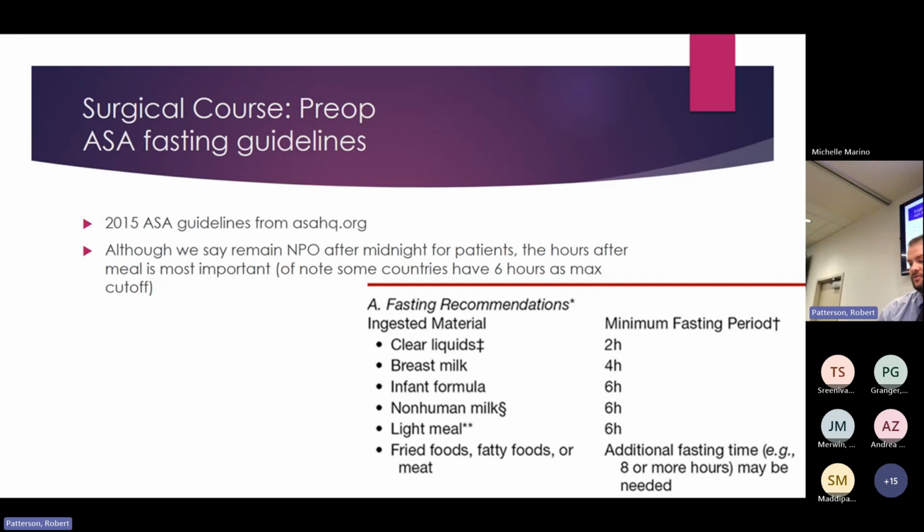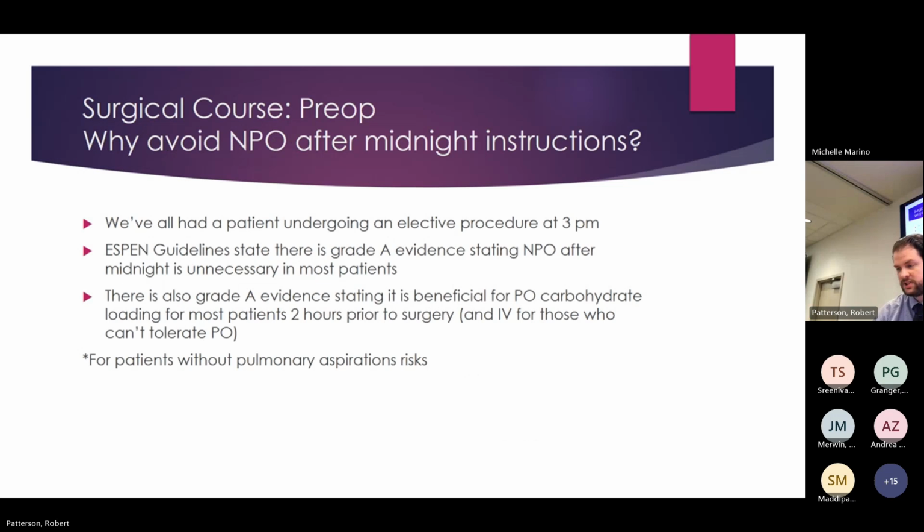So just a quick reminder: fried fatty foods, 8 hours or more; light meals, 6 hours; clear liquids, 2 hours. The reason I mention this is we've all had patients that are going to an elective case at 3 p.m. and they're under the impression that they need to be strict NPO at midnight. The ESPEN guidelines suggest there's great evidence to avoid NPO after midnight guidelines for most patients. And also that it's beneficial to encourage PO carbohydrate loading in most patients 2 hours prior to surgery, as long as it's appropriate for the patient. And this is specifically for patients without pulmonary aspiration risks.